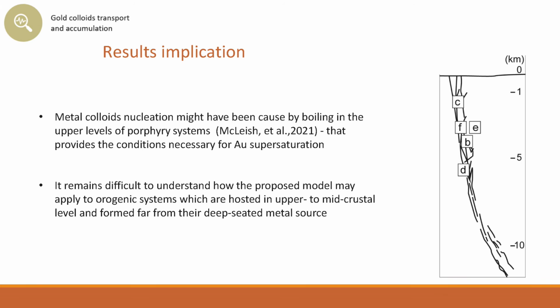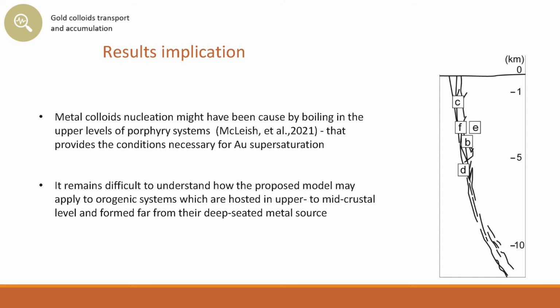And they proposed that the nanoparticle was formed in the upper part of a porphyry system, and they were formed because of boiling. So to form nanoparticle, you need to supersaturate your fluid in this element, and boiling would do this. So we could potentially imagine that we have such a system below our orogenic deposit that is the source for the nanoparticle. But then how are these nanoparticles transported from this source to the deposit?